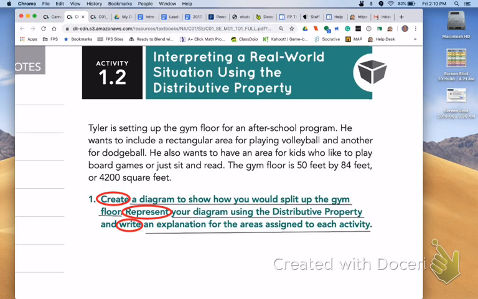Please turn to page 12, Activity 1.2, Interpreting a Real-World Situation Using the Distributive Property. Tyler is setting up the gym floor for an after-school program. He wants to include a rectangular area for playing volleyball and another for dodgeball. He also wants to have an area for kids who like to play board games or just sit and read. The gym floor is 50 feet by 84 feet, or 4,200 square feet. Please answer number 1 with your group.